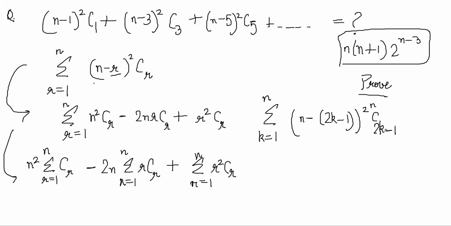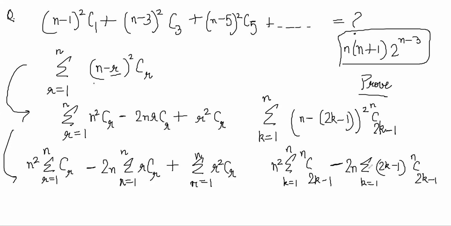Okay, fine. So the series will become n square summation of k from 1 to n, n C 2k minus 1, minus 2n summation of 2k minus 1 into n C 2k minus 1 from k is 1 to n, plus summation of 2k minus 1 whole square, n C 2k minus 1.